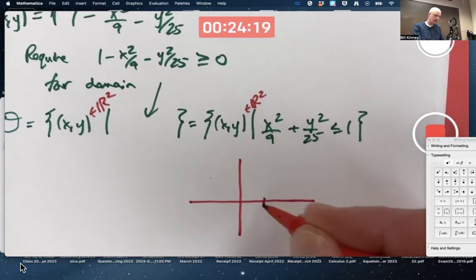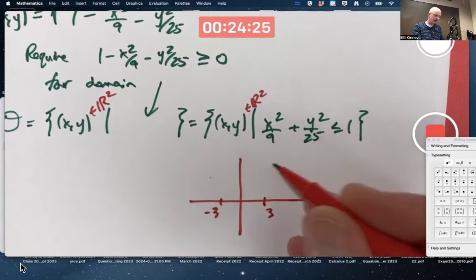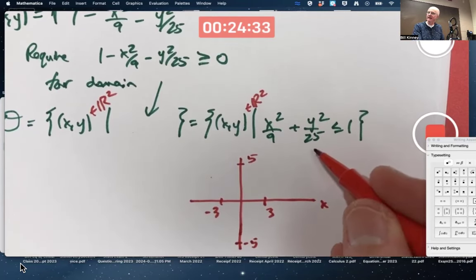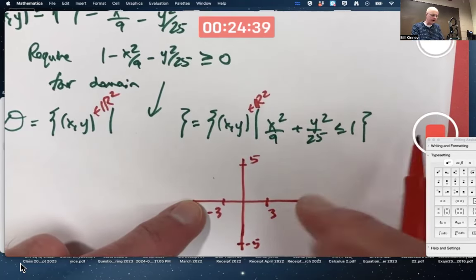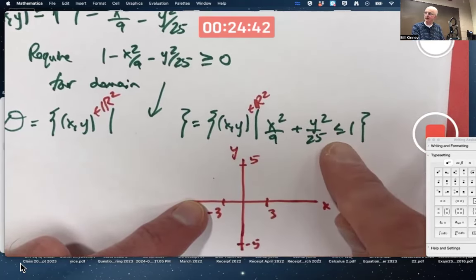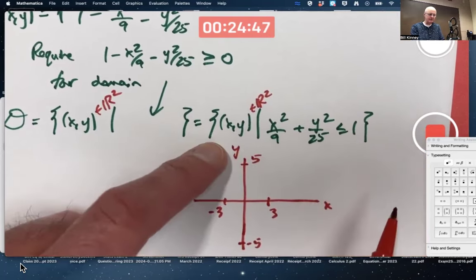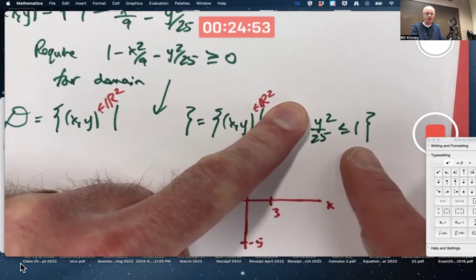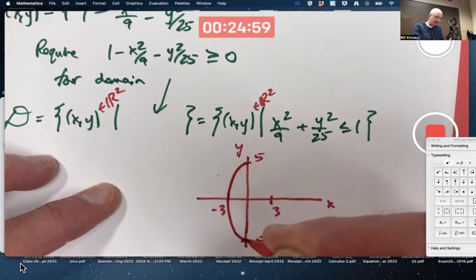it's an ellipse with x-intercepts at -3 and +3, and y-intercepts at -5 and +5. If you imagine setting this equal to 1, and think about finding x and y-intercepts, for x-intercepts you'd set y equal to 0 and solve for x, and you get x squared over 9 equals 1. So x is plus or minus 3. And for y-intercepts, you'd set x equal to 0. Solve y squared over 25 equals 1. You get y equals plus or minus 5. And that ellipse is the boundary of the domain.